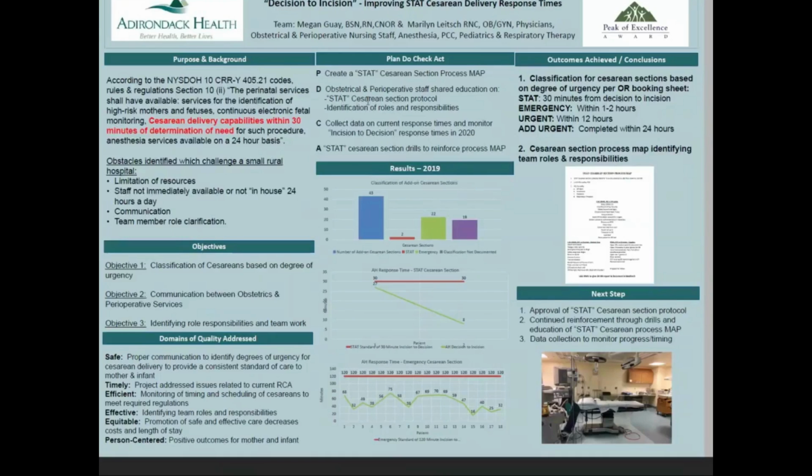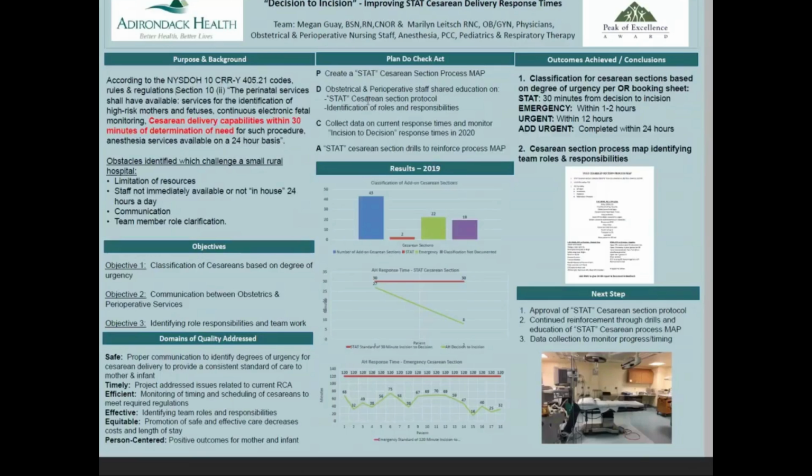So the outcomes that were achieved actually reflected our objectives. So we were able to change the classifications on the surgical booking sheet, which is the sheet that the surgeon fills out when booking a case. We added the additional option of a STAT C-section. There was education that was rolled out among all OB and OR and PCC staff, as well as to the surgeons, on the differentiation between the classifications and the importance of understanding when a STAT C-section should be called and what needs to happen as soon as that is determined.